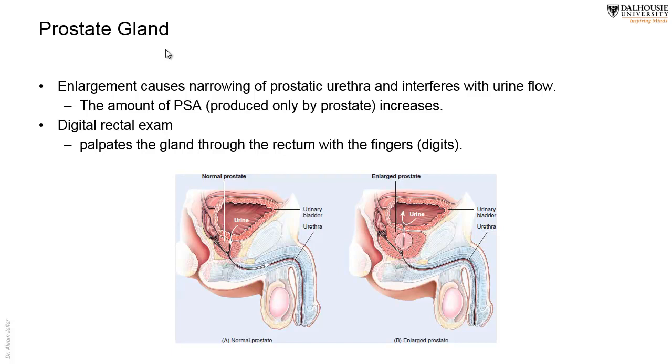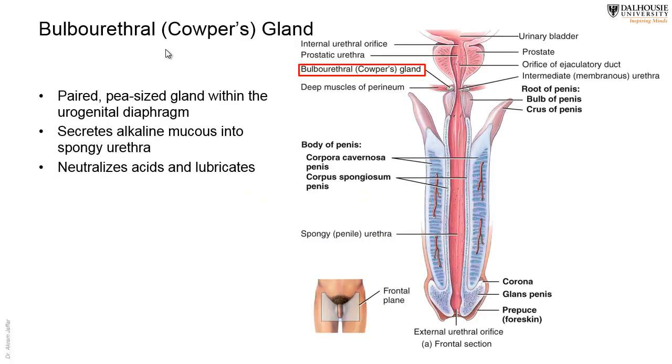Another enlargement of the prostate that commonly takes place in men above 45 years of age is called benign prostatic hyperplasia, where there is an increase in the size of the prostate. It is not a tumor, but the problem here is that when the prostate increases in size, it will press on the urethra. So this will create problems with urination, because it presses on the urethra, which passes through the prostate.